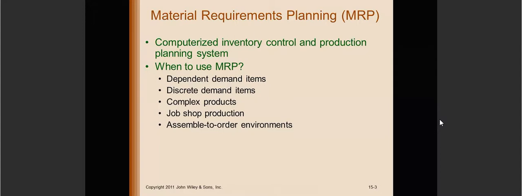The discrete demand item is normally found in the inventory, such as component parts. But the continuous demand item normally refers to the finished good item in the organization.